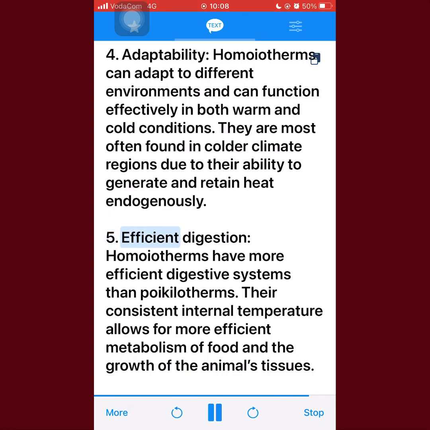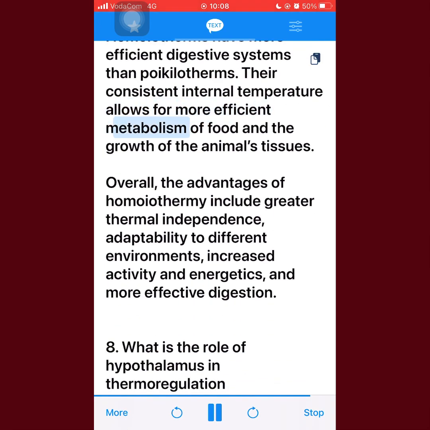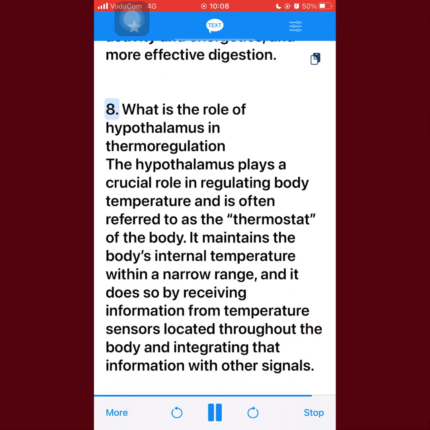5. Efficient digestion. Homoiotherms have more efficient digestive systems than poikilotherms. Their consistent internal temperature allows for more efficient metabolism of food and the growth of the animal's tissues. Overall, the advantages of homoiothermy include greater thermal independence, adaptability to different environments, increased activity and energetics, and more effective digestion. 8. What is the role of hypothalamus in thermoregulation?